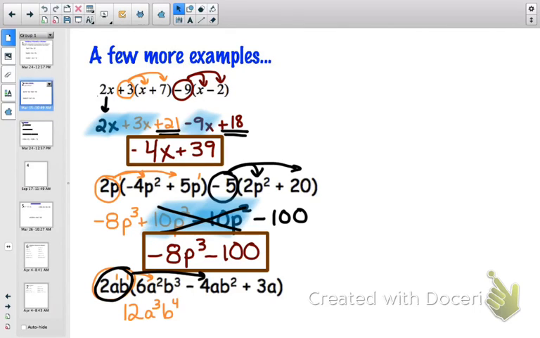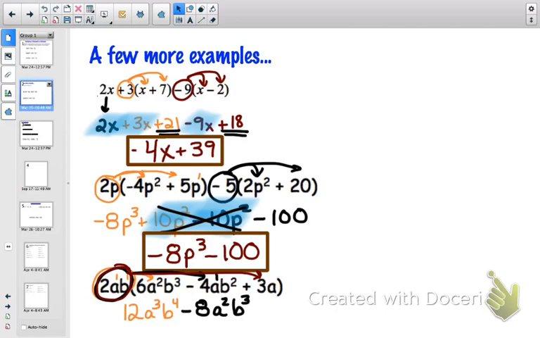Next term, 2 times negative 4. I'm going to add that little a to the first so I don't forget about it, but first negative 8 is my new coefficient. a to the first times a to the first is a squared, and then b to the first times b to the second is b to the third. All right, that's the end of my middle term.